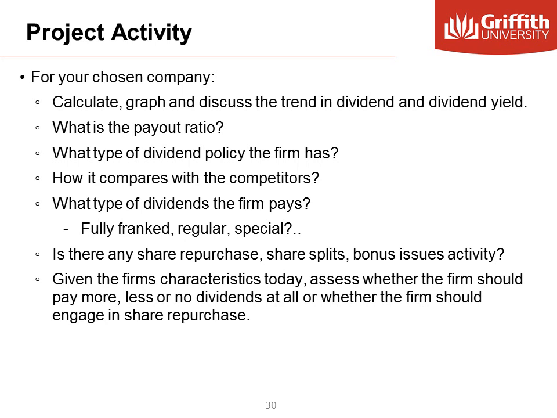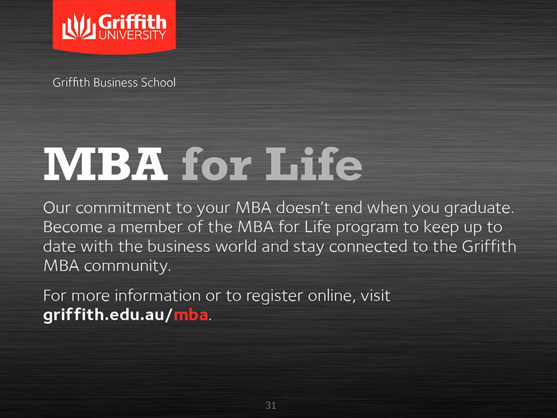Also, identify what type of dividends the firm pays. Are they fully franked, regular, special, twice a year, or more than twice a year? Is there any share repurchase, share split, bonus issue activity in the firm? Given the firm's characteristics today, assess whether the firm should pay more, less, or no dividends at all, or whether the firm should engage in share repurchase. This concludes Module 10.